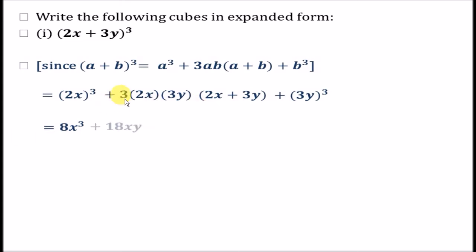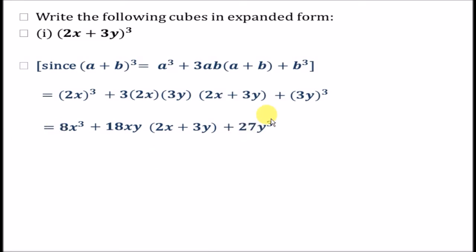Moving on, plus 3 into 6, that is 18. Just multiply the numerical coefficients. X into y, xy. So 18xy into 2x plus 3y, plus 3 cube, 3 threes are 9, 9 threes are 27. So 3 cube has changed to 27. Y is a variable, so y cube will remain y cube.